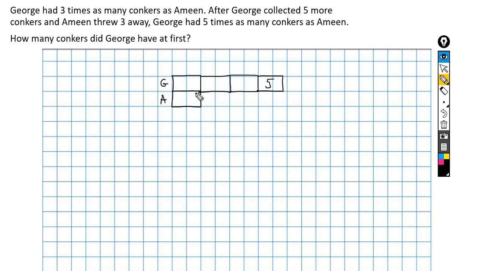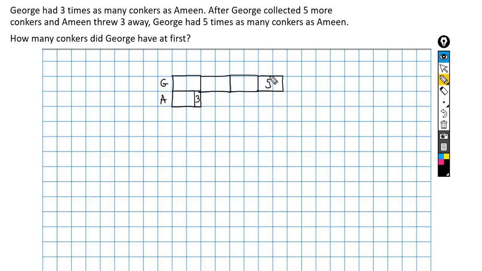And what happens with Ameen? Well, Ameen actually throws 3 away, so the size of his block reduces. So I'm cutting into the block, and I'm going to label that 3. So how has this changed the situation? It says once we've added the 5 and taken away the 3, then George has 5 times as many conkers as Ameen. So whatever value this all represents, it's now 5 times this value.